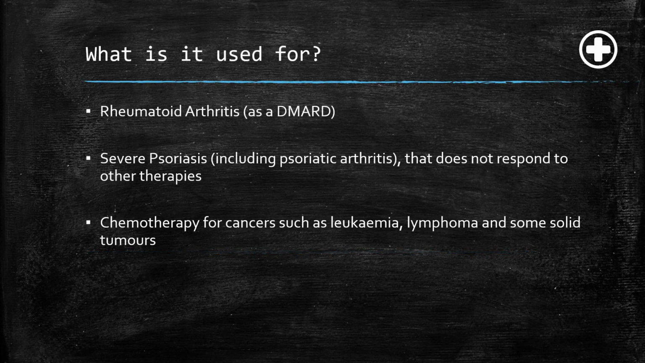So, let's get straight into it. What is methotrexate used for? First of all, it's used in rheumatoid arthritis as a DMARD, in severe psoriasis that does not respond to other therapies, and in chemotherapy for cancer such as leukemia, lymphoma, and some solid tumours.